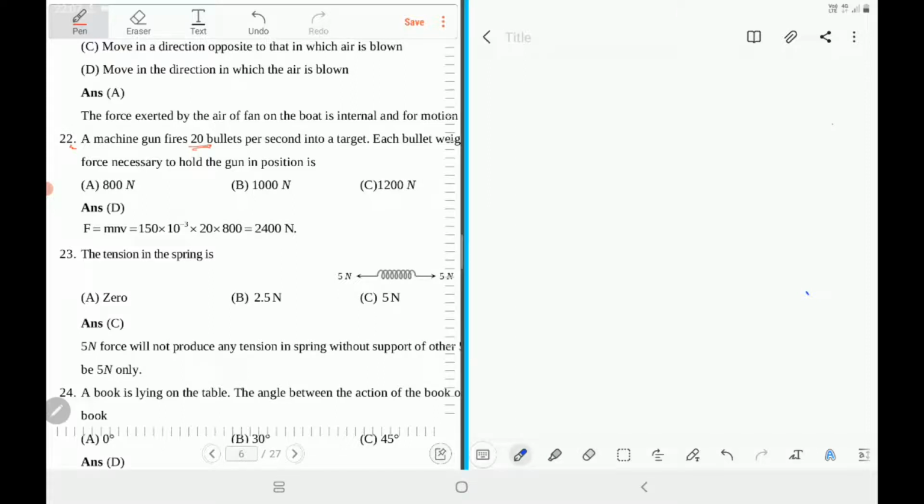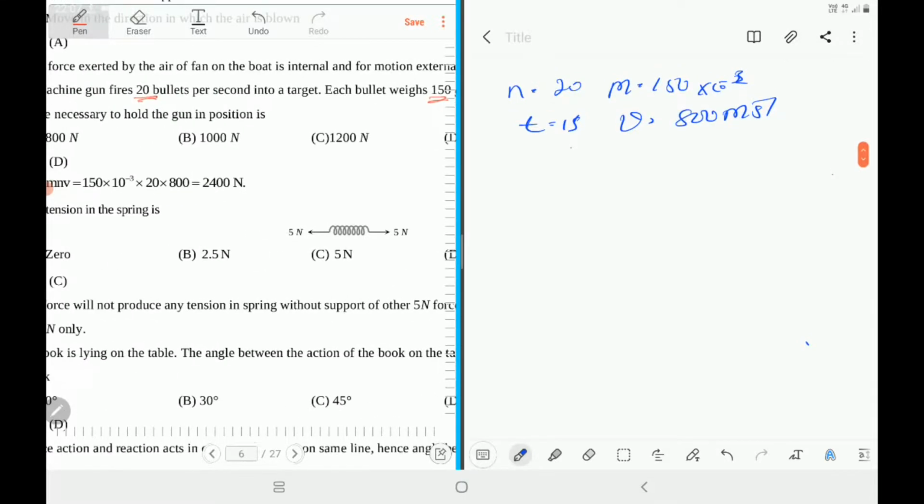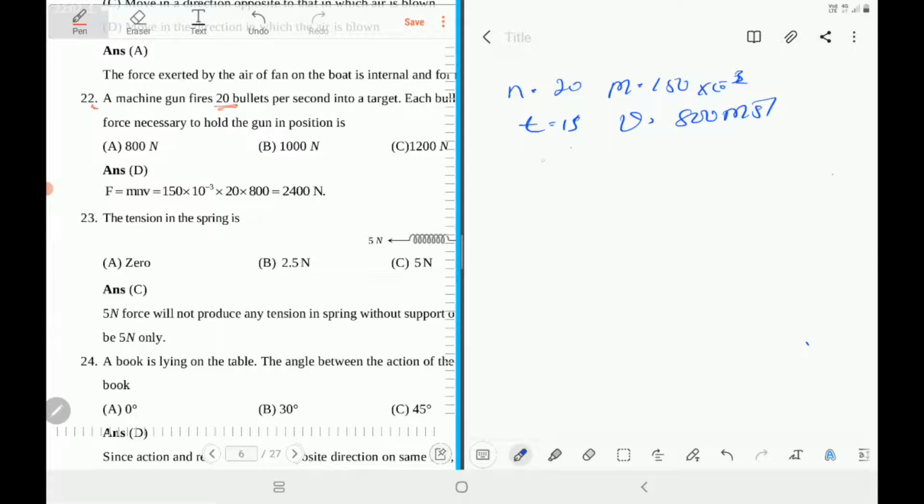Actually, initially the bullets are at rest. What it says: number of bullets 20, and mass of each bullet 150 gram. If I write in kg, 150 times 10 power minus 3, and time of action 1 second, and velocity v is 800 meters per second. In 1 second, the velocity is 800 meter per second. Now, if you find force, how much force is required? The force exerted by the bullet on the gun is equal and opposite to the force exerted by the gun on the bullet, right? So that's the idea here.